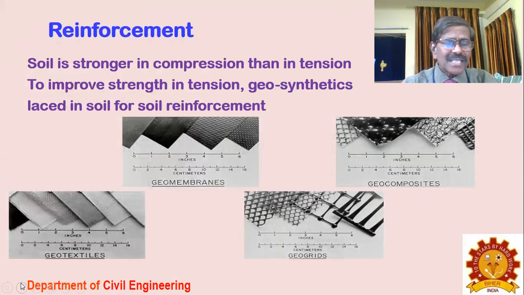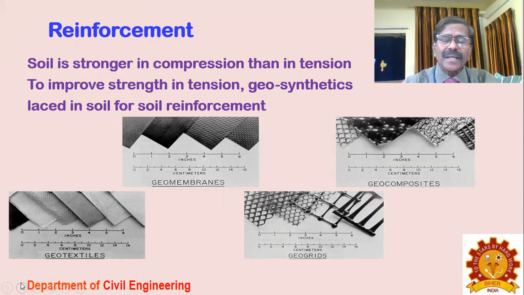And geotextiles have different shapes and varieties available nowadays. The membrane sizes and the mesh sizes are all shown in my slides. Geogrids, geocomposites, geomembranes, geotextiles. Soil is stronger in compression than in tension. To improve the strength in tension, geosynthetics are used in soil for soil reinforcement.